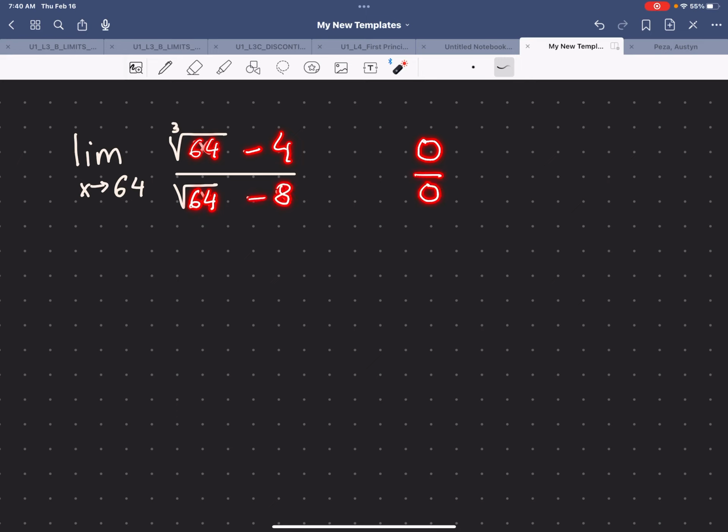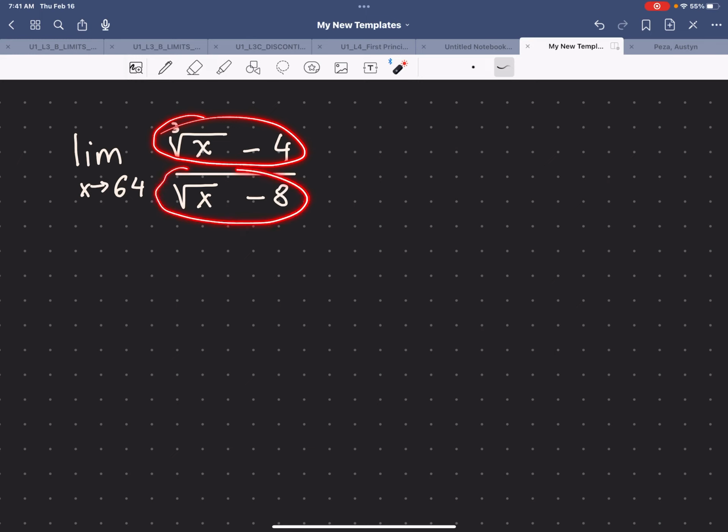So as you can see, this is an indeterminate form limit, which means we cannot evaluate it by direct substitution. And another thing we get from the direct substitution is that at x equals 64, the numerator will be 0. So that will make x minus 64 a factor of the numerator, based on the factor and remainder theorem. Similarly, the denominator will be 0 at 64, which means x minus 64 will be a factor of the denominator as well.